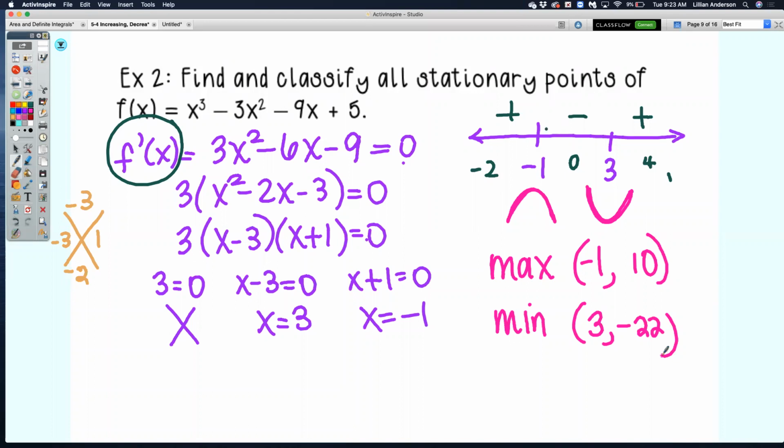It's very rare they'll ask you to just classify what it is. I just wanted to go that additional step. But yes, we have a maximum at -1 and a minimum at 3. And you can kind of see how the graph looks, right? It's increasing, decreasing, increasing. That's what the graph will look like.